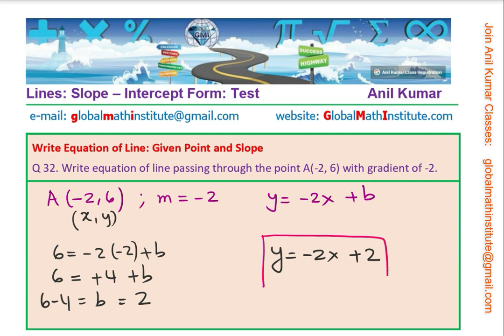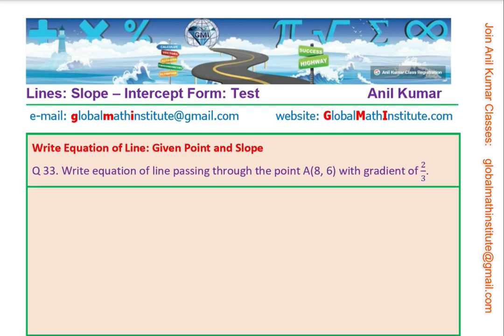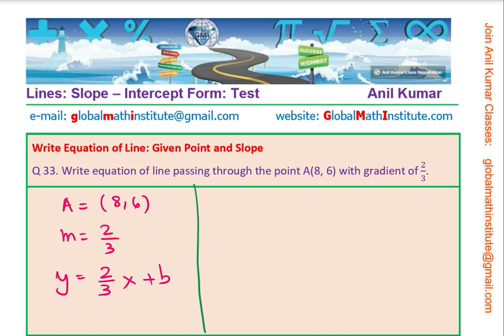So basically, substitute the point to find the y-intercept. Next question here. We are again given a point A, which in this case is (8, 6), and we are given the gradient 2/3. The question is: write the equation of the line passing through the point A (8, 6) with gradient of 2/3. So the equation has to be y equals 2 by 3 x plus b. Now to find the value of b, we have to use the given point. So let's write down 6 as the y value, 2 by 3 of 8, the x value, plus b.